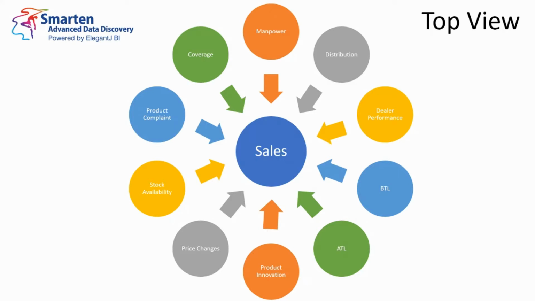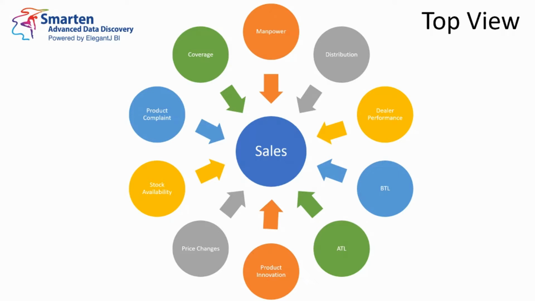For example, the CRM would give you product complaints, which would give you an indication of product quality and how it impacts the sales, and you can get a weightage for that. So this is how we expect the predictive analytics to work, and this is possible in Smarten.